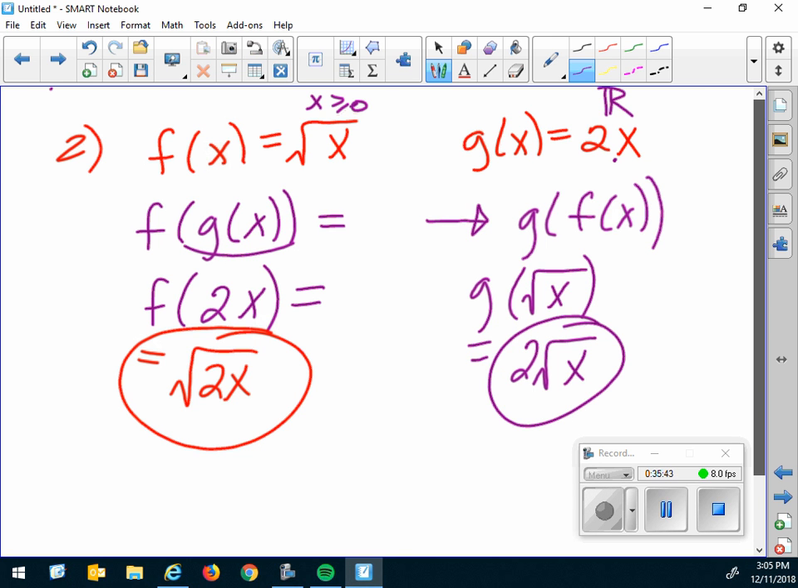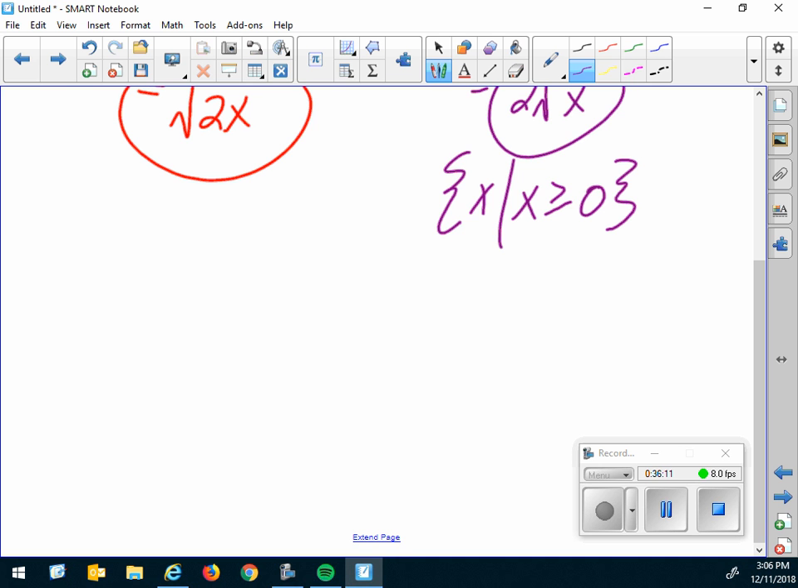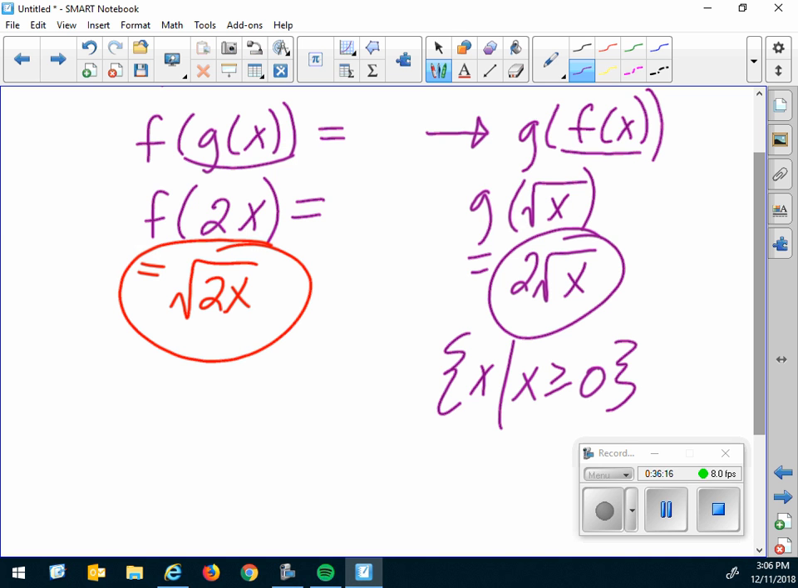Let's look at this one first. Did the inside function have a certain domain? Yes. Sure did. And that x greater than or equal to 0 has to stay through the whole thing. So the domain of g of f of x is going to be this. The domain of the inside function is going to stay with the problem the whole time.